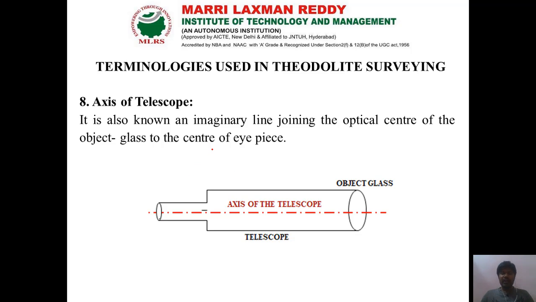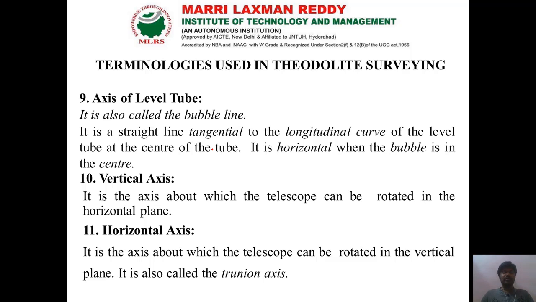Next, axis of telescope. It is also an imaginary line joining the optical center of the object glass to the center of the eyepiece. This is called the axis of telescope. Next, axis of level tube. It is also called the bubble line. It is a straight line tangential to the longitudinal curve of the level tube at the center of the tube. It is horizontal when the bubble is in the center.